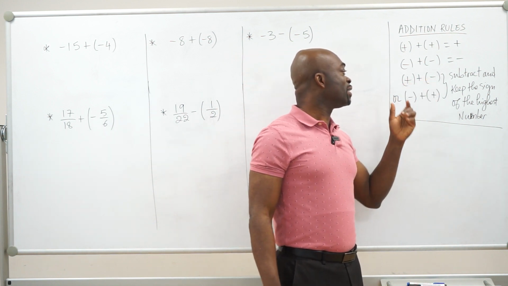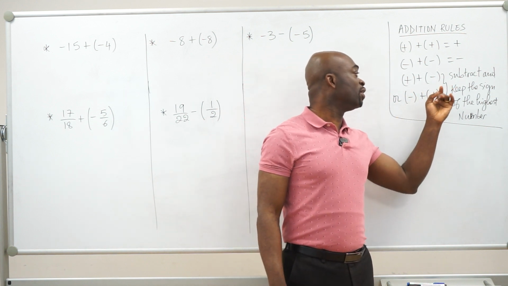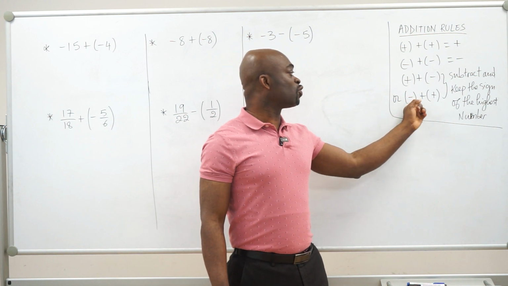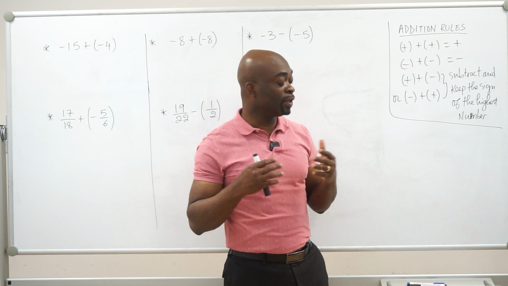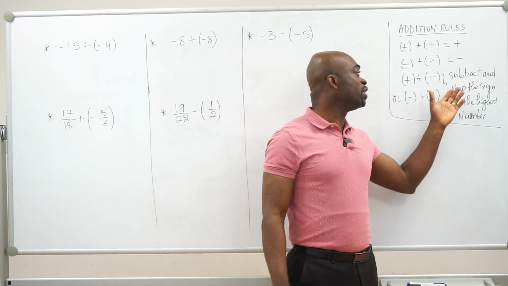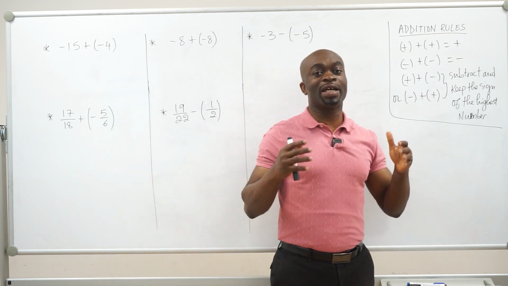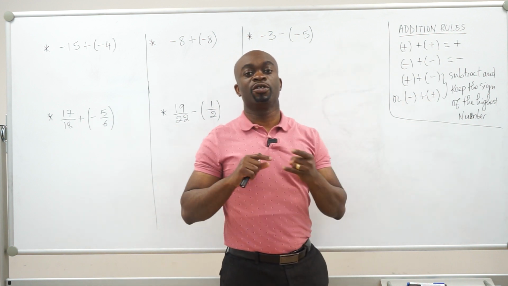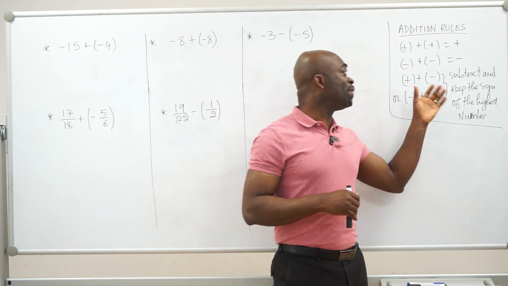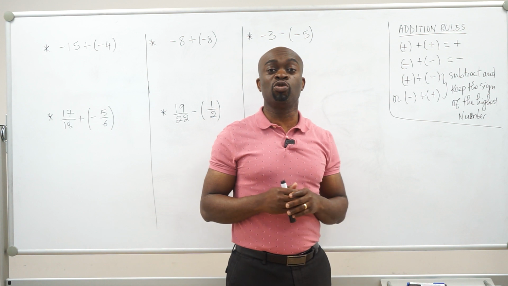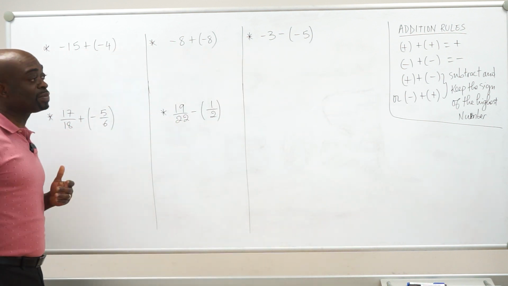Now, in case where the first number is positive, the second number is negative, or the first one is negative, the second one is positive, it works the same way: you have to subtract the two numbers and keep the sign of the highest number. Subtract the two numbers and keep the sign of the highest number. So basically, this is what we call the addition rules in short, so that we are able to work out these problems that we have here.